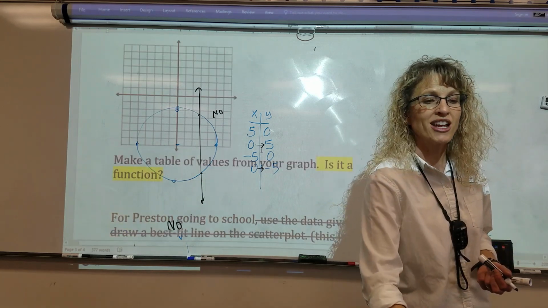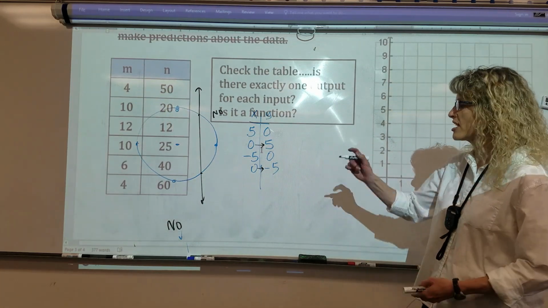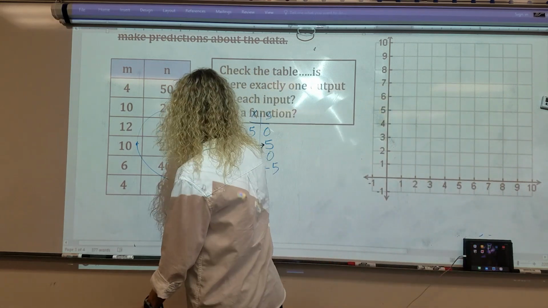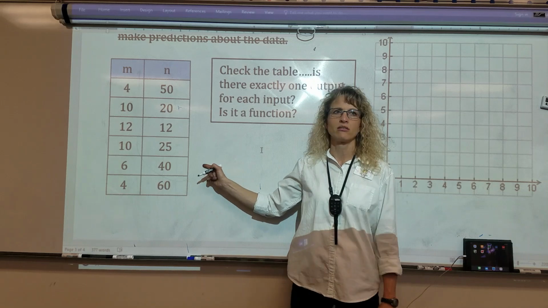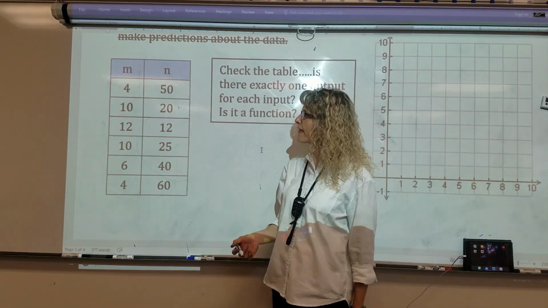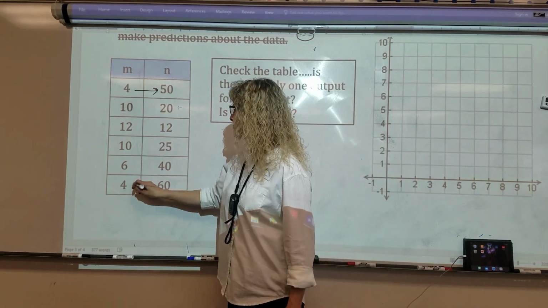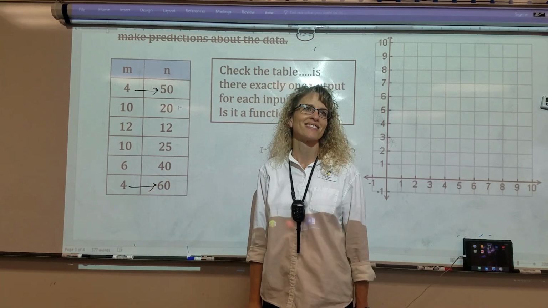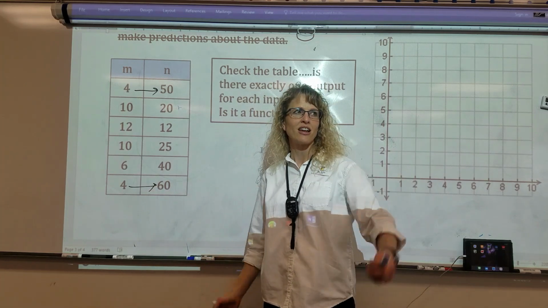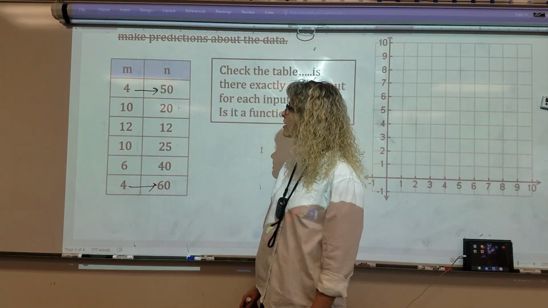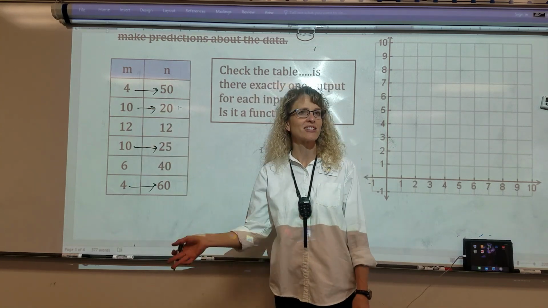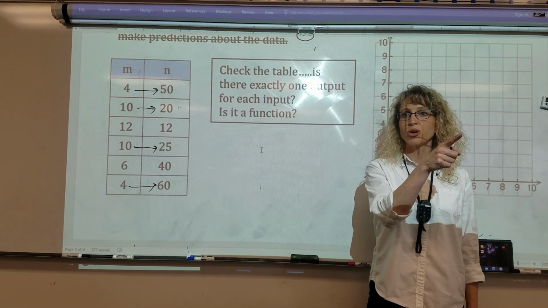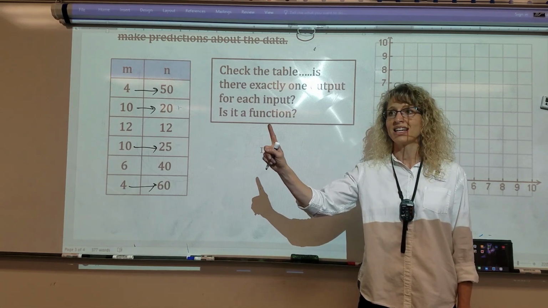Which takes us to our next example. Look at this table. It's the same table as that minutes before school table. Can you look at the table and find the place that makes it not a function? Lexi? The 4. 4 goes to 50 and 4 goes to 60. It can't be a function. Hannah? Also the 10. 10 goes to 20, 10 goes to 25. Not a function. So for every 1 input, there has to be exactly 1 output.